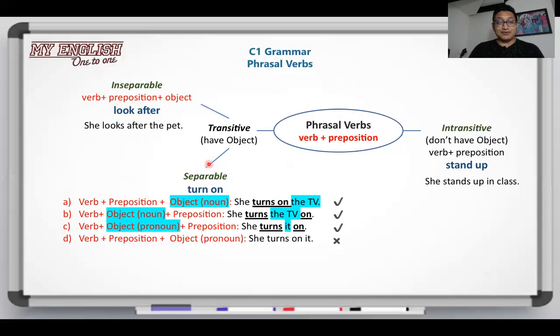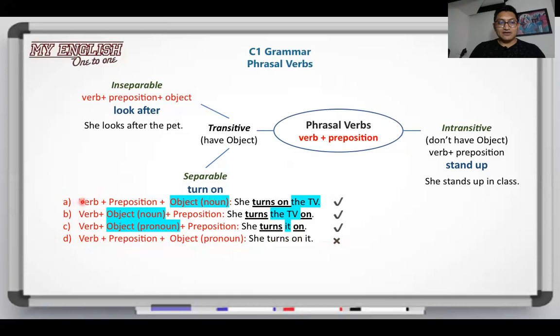Finally, we have the separable transitive phrasal verbs, like, for example, the verb turn on. In the case of the verb turn on, you can separate. So you actually have three forms to present this verb. Let's check these three forms and a final fourth form that is very common but incorrect. Many people who are learning try to present the verbs in this form, number 4, the letter D, but it is incorrect. So let's start.